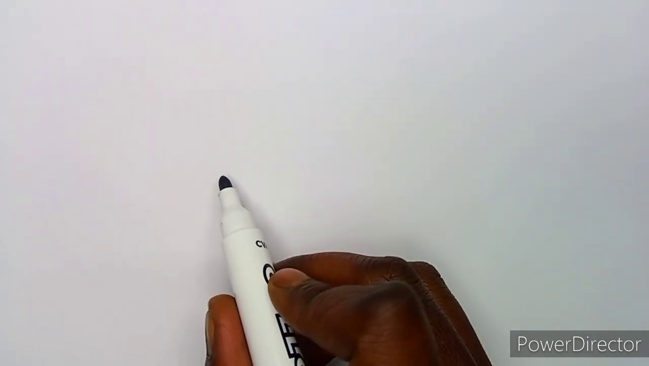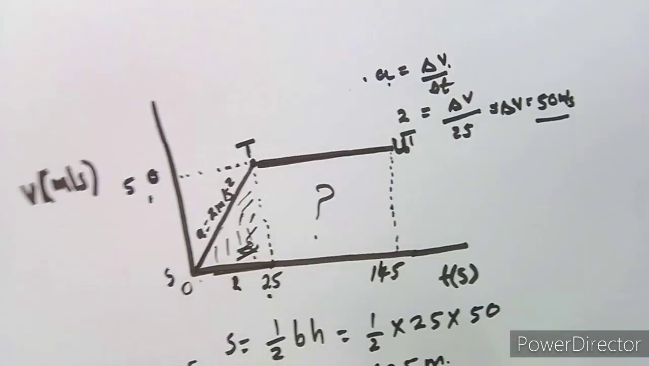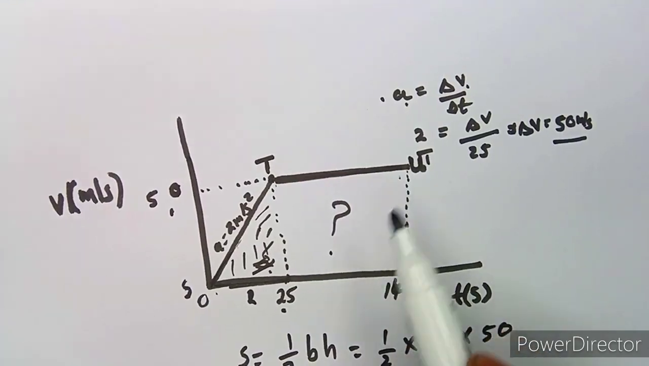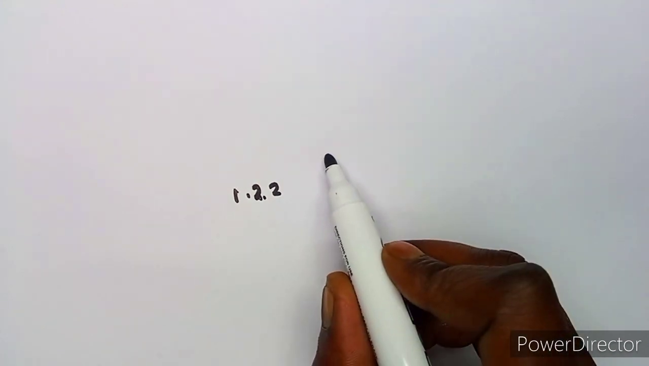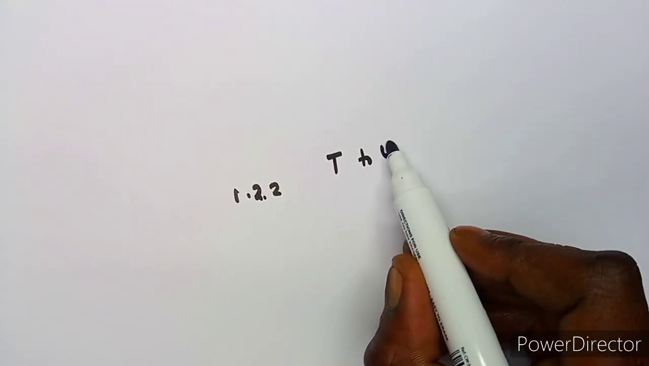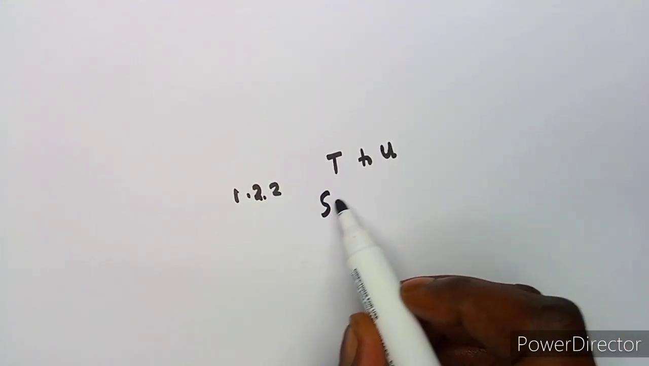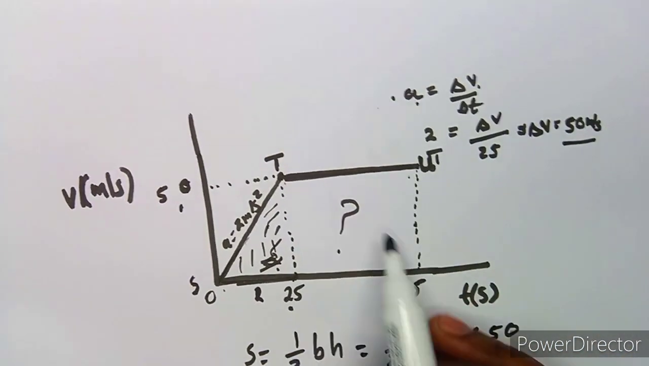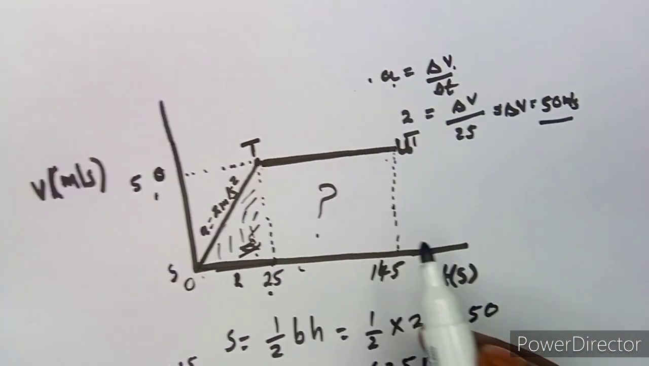That will be your displacement in this case. Take note, we are given from t to u. So this is 1.22, from t to u. Our displacement, like I said, is going to be the area, which is the length times the breadth.